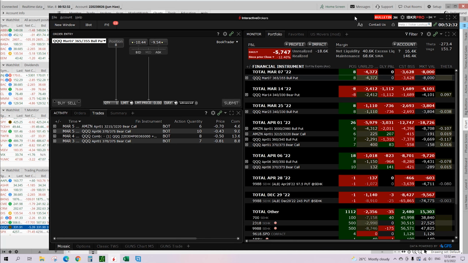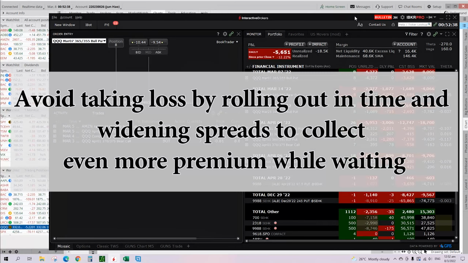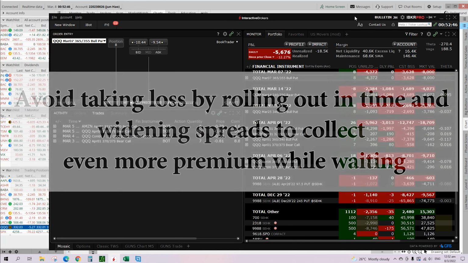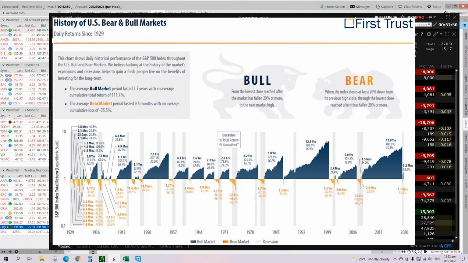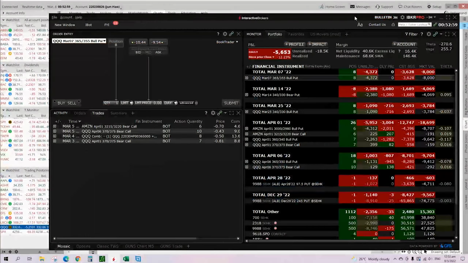The whole idea of that advanced risk management strategy is to continue rolling your trades further out in time and also widening your spreads, so as to collect more premium and wait for prices to reverse back into an uptrend. After all, we know that the majority of the time, in fact 80% of the time, the market is in a bullish wave. Therefore, there is no need to take losses if you can drag it out.